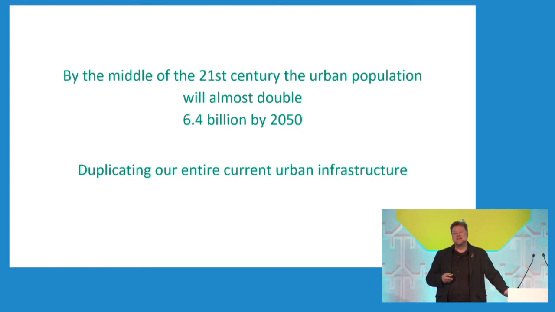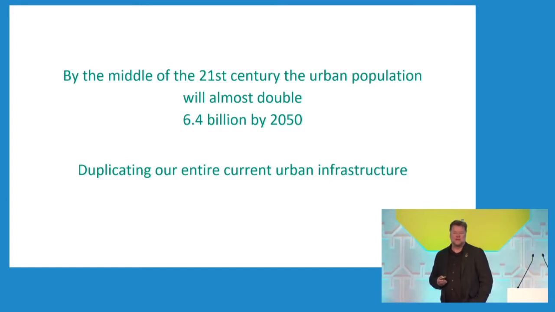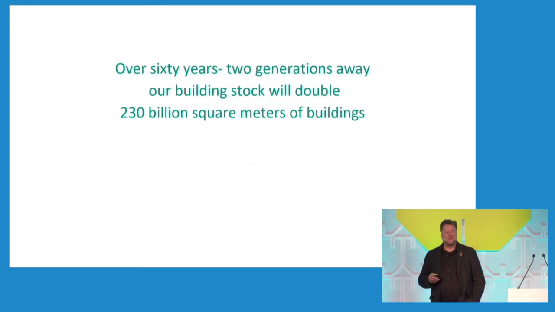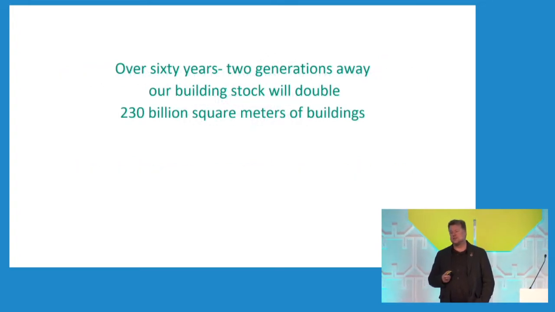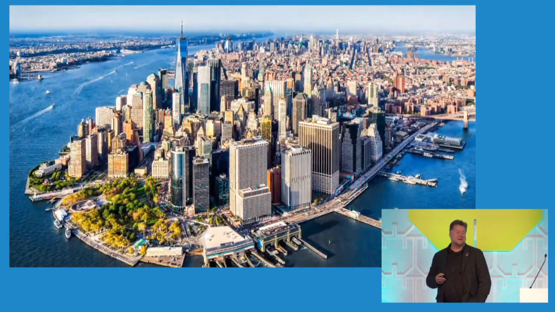So in 60 years, which is only 2 generations, the UN predicts that we will build approximately 230 billion square meters of building. Again, billions are a difficult thing to comprehend. So that's the equivalent of building every building in Japan every year for 60 years. Or another way of looking at it is a new New York once a month, every year for 60 years. So the scale of what we are now doing dwarfs what's gone on over the last 200 years or so through the Industrial Revolution.